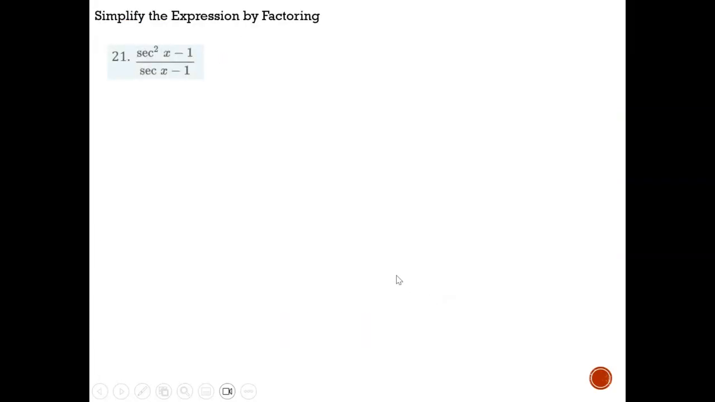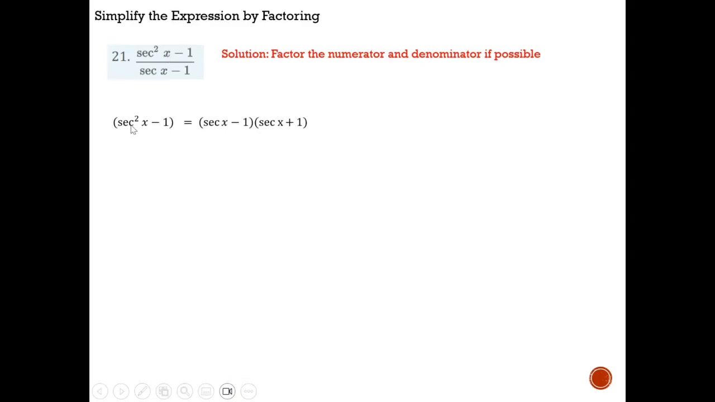Now, let's do 21. We also have to factor to do this one. Again, factor the numerator and denominator if possible. I know that the denominator cannot be factored, but the numerator can. From before, secant squared x minus 1 is the same thing as secant x minus 1 times secant x plus 1. That's for the numerator. For the denominator, it cannot be factored, so it stays as secant x minus 1.